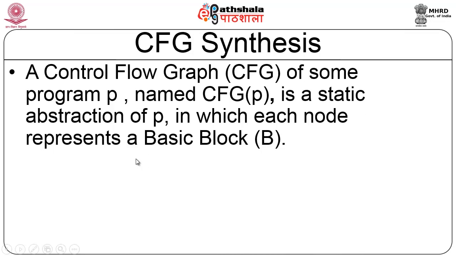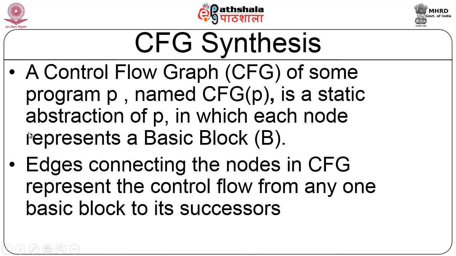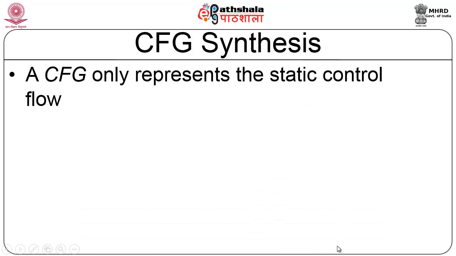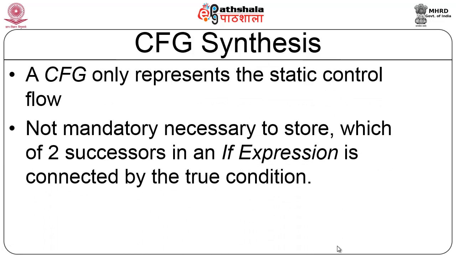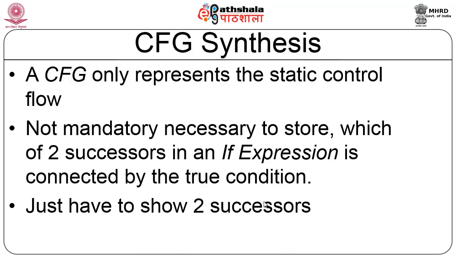So this is one thing which is additional information. You can have a control flow graph synthesis of some program P, named CFG of P, which is a static abstraction of P in which each node represents a basic block B, and you have edges that connect the nodes such that they represent the control flow from any basic block to its successors. The CFG typically represents a static control flow only, and it does not have to store which of the two successors is connected by the true condition; it just has to show that two successors are possible.